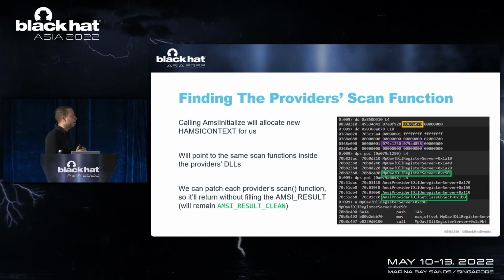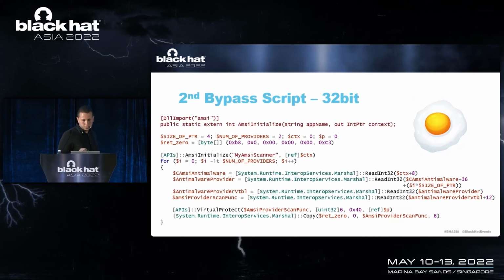So if we are able to initialize AMSI and receive a new context, we can parse the context in memory and find the scan function of each provider without calling any other Windows API. The final script will look like this.